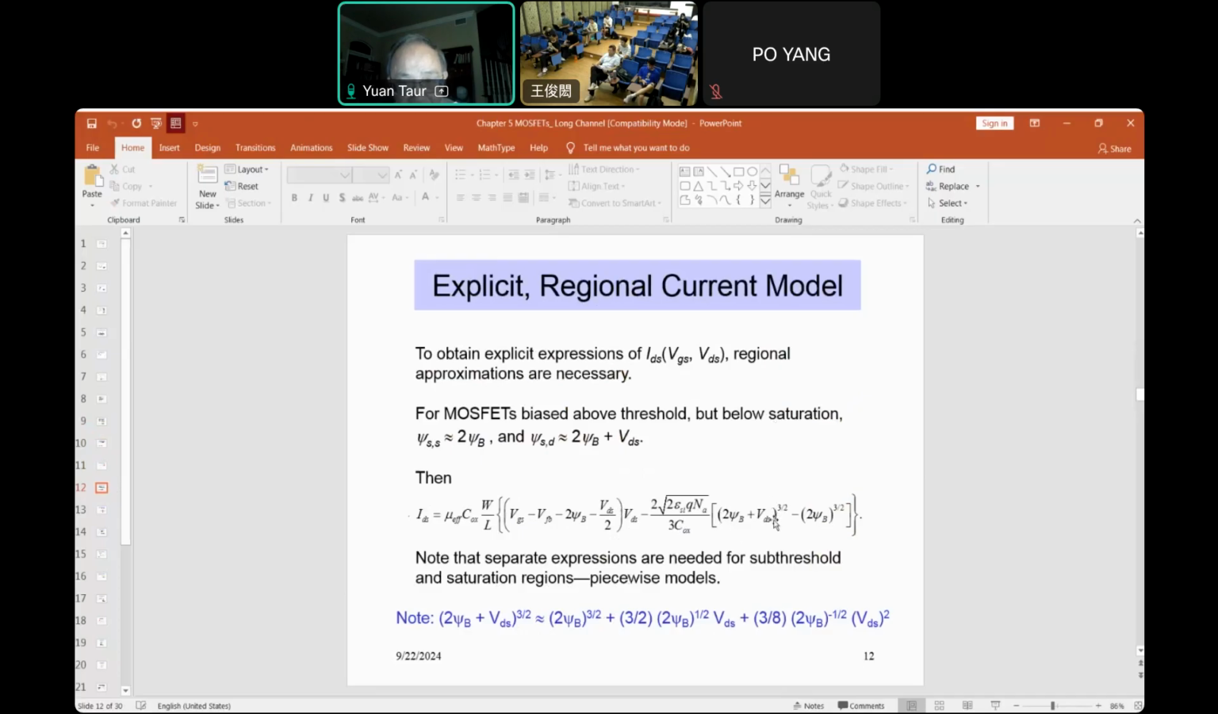So we can expand this into a power series. Okay, the zero order term, first order, second order. Zero order cancels with 2 psi B. So we have this term and this term. And so this one is linear in VDS that can be combined with the linear VDS in the first term. Okay. And then this one is VDS square, the second order term, that can be combined with this VDS. Okay, so we'll discuss that next.